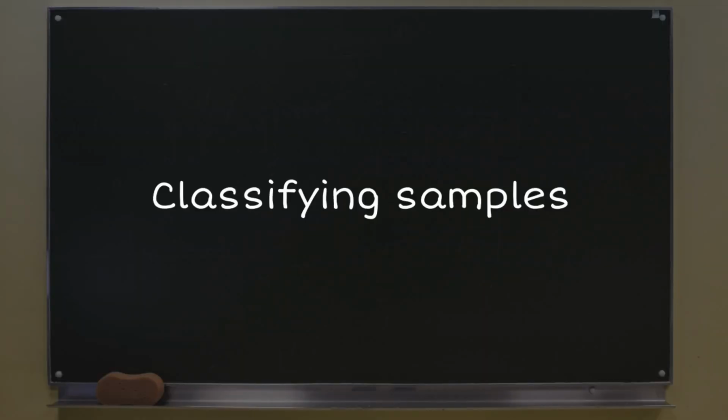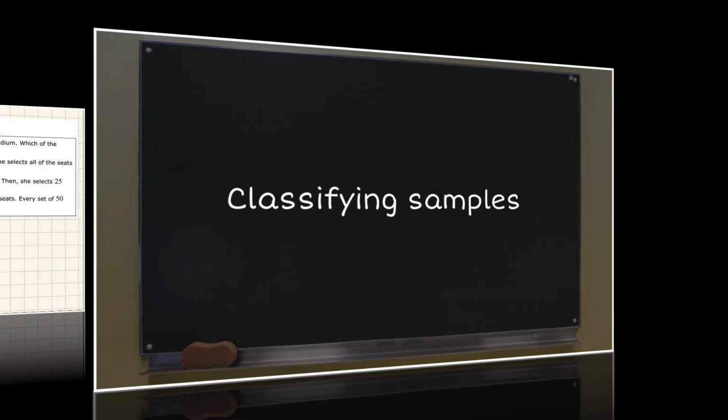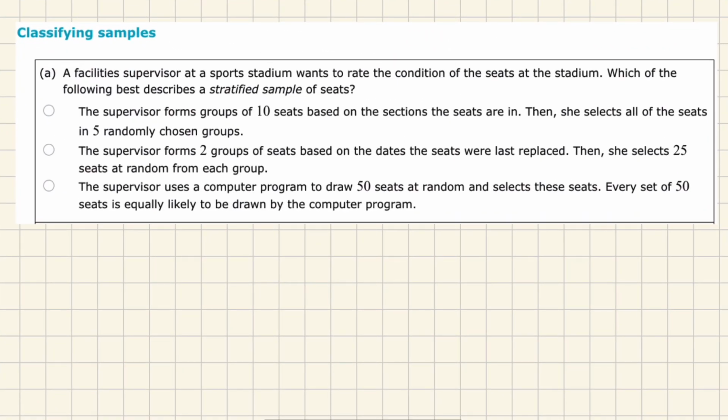In this video, I'll be helping you with the ALEKS problem type called classifying samples. We're given three examples, A, B, and C. Starting with A, we're told that a facility supervisor at a sports stadium wants to rate the conditions of the seats at the stadium. And then we're asked which of the following best describes a stratified sample of seats. So we will be looking for a stratified sample.